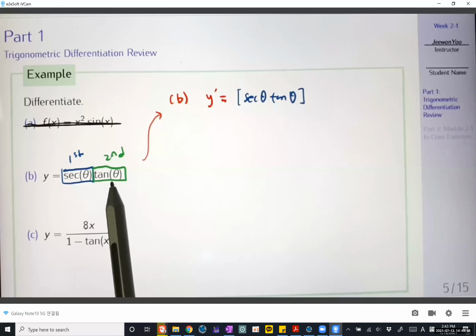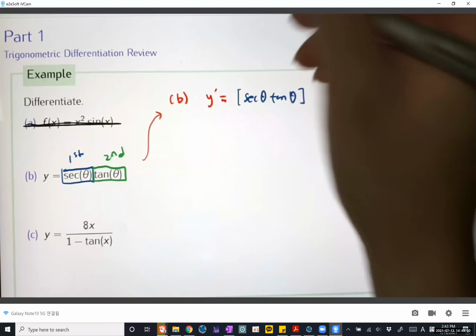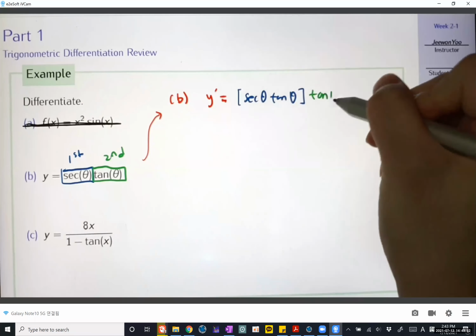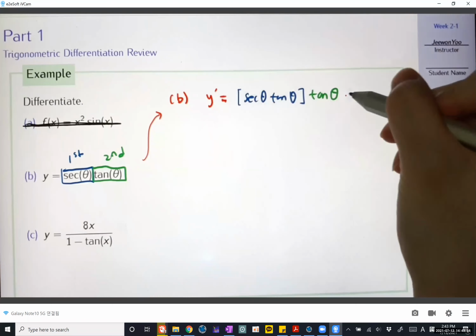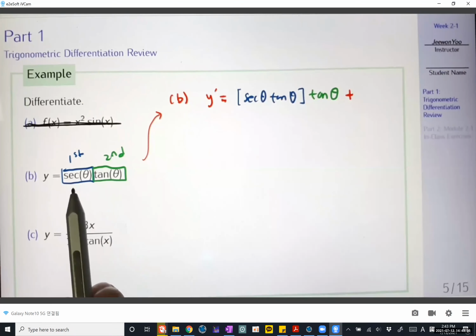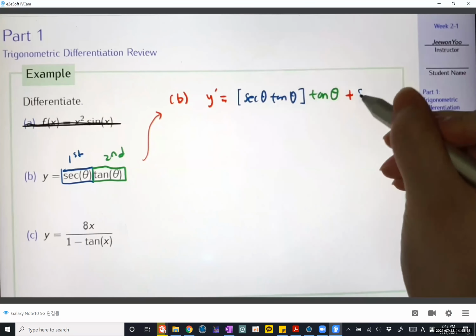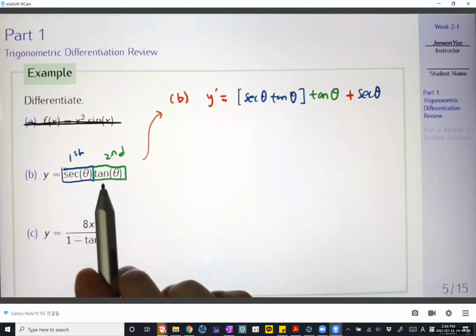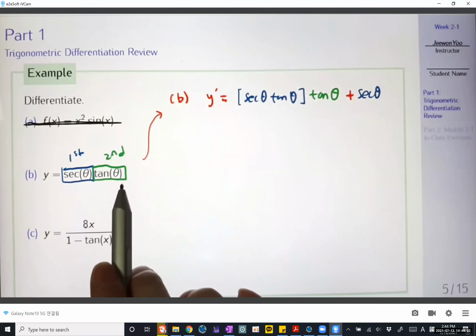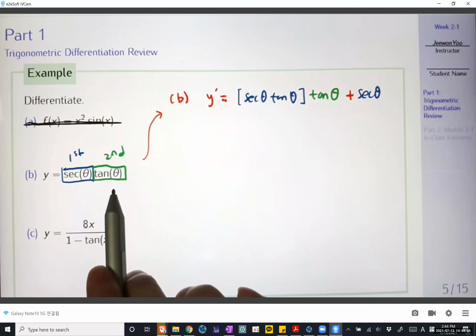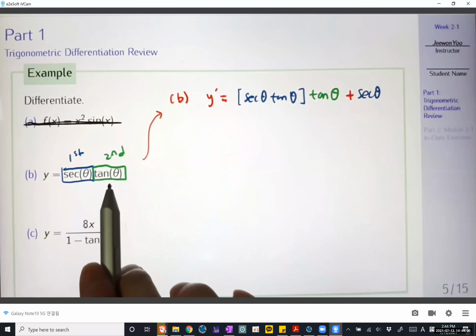And now the original second is just copy and paste the tangent. And then plus, now copy and paste the original blue, secant theta, times the derivative of the green. Who has a good memory? The derivative of the tangent.